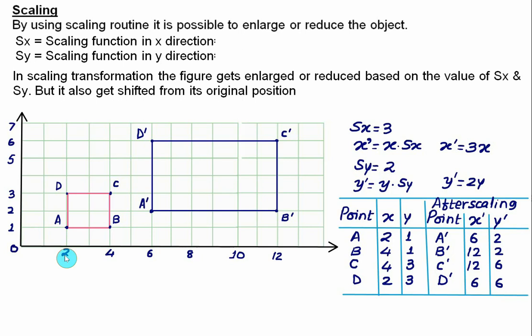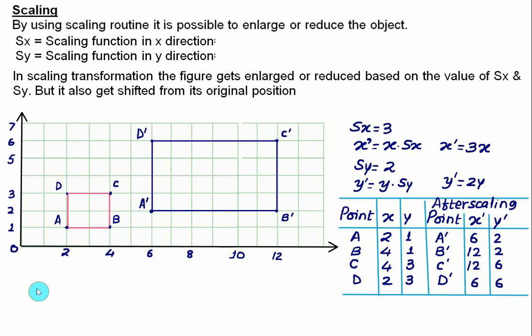Our observation is that originally point A is at a distance of 2 comma 1 from origin O, and now the position has been displaced to the new position 6 comma 2. So whenever you are doing scaling, you have to take care that the point gets displaced from the origin. Second observation is that originally delta x is equal to 2. Now delta x is 12 minus 6, equal to 6. It means that it does not preserve the length.